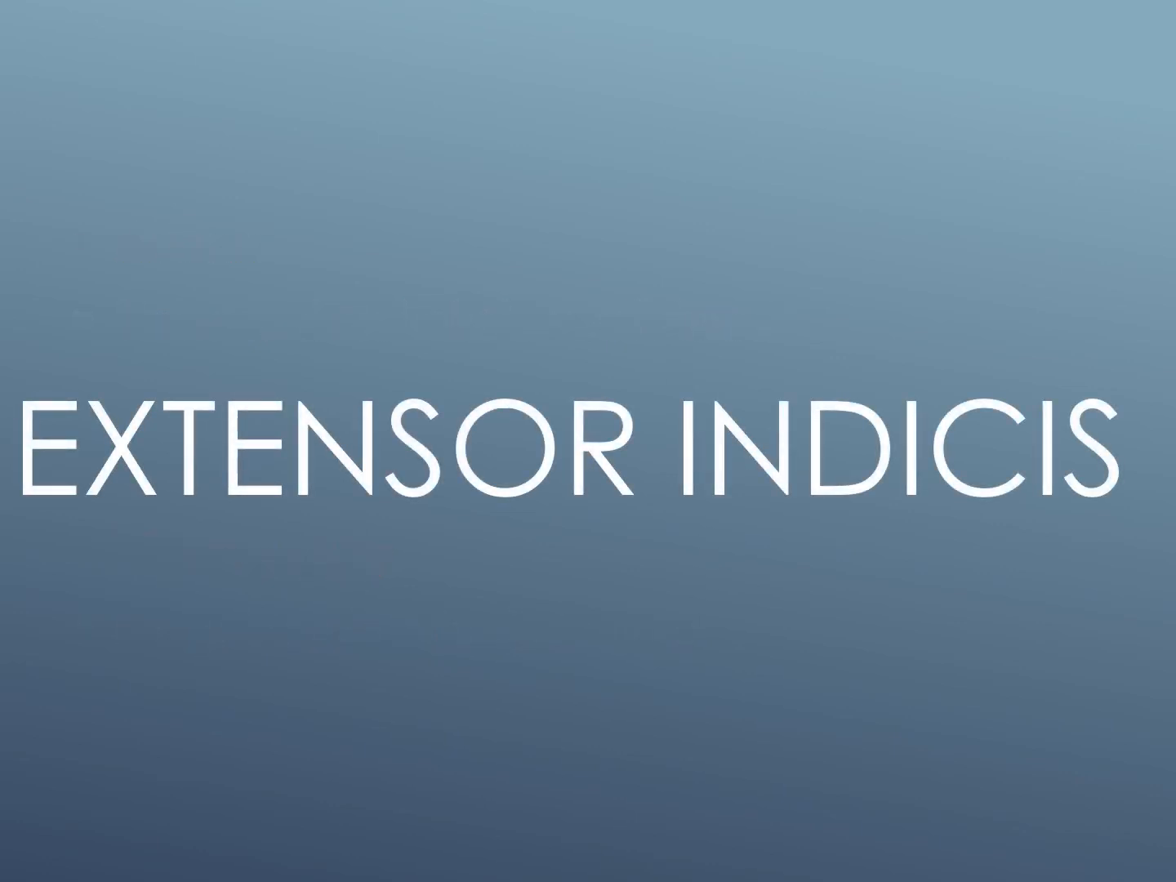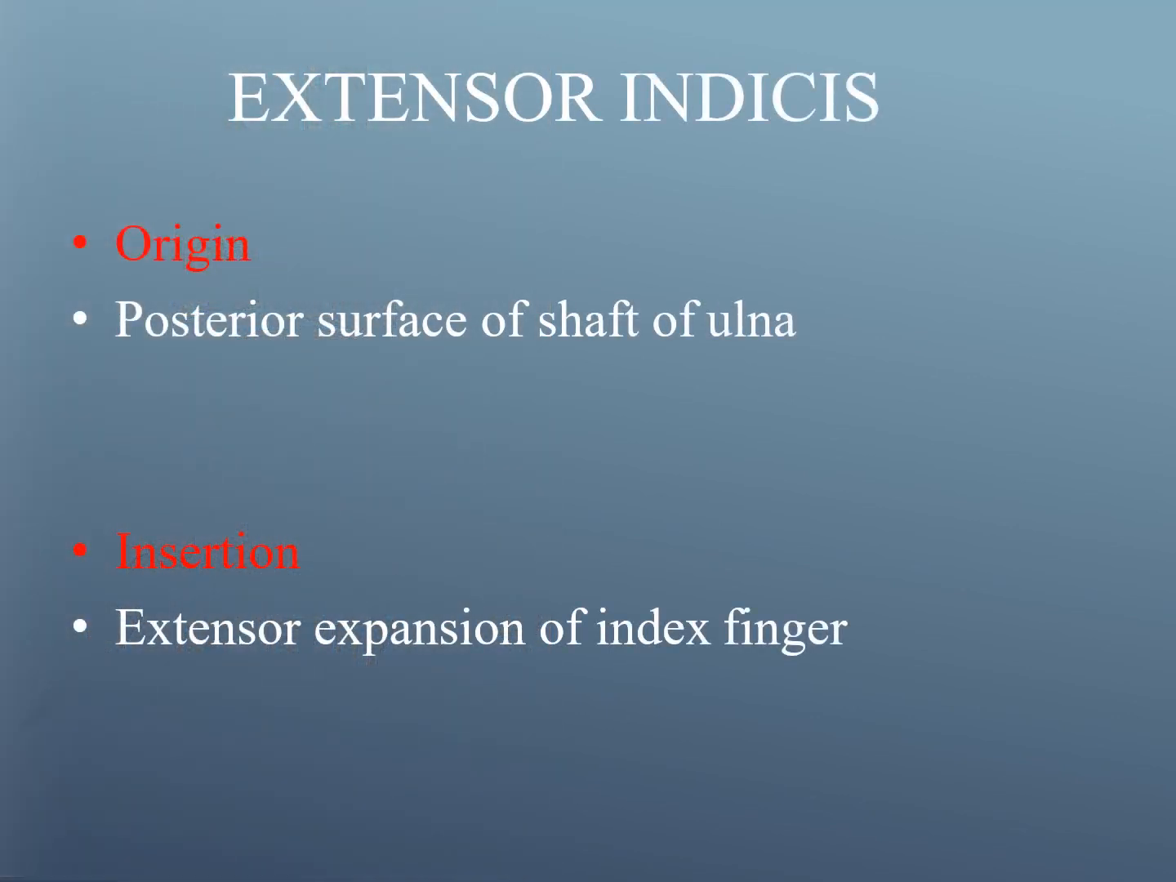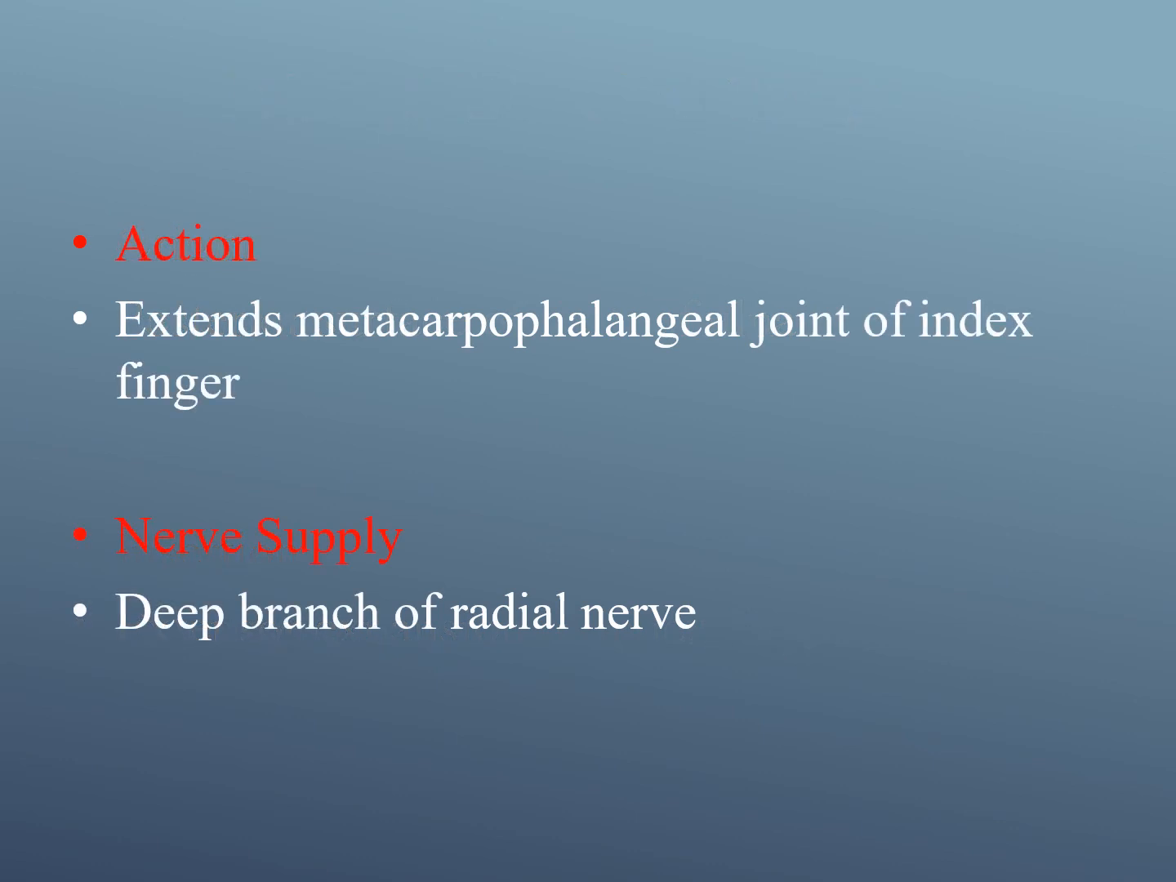Next muscle is extensor indicis, which means it extends the index finger. So this is the picture of extensor indicis. You can see this is the index finger. It originates from the posterior surface of the shaft of the ulna and it is inserted on the extensor expansion of the index finger. It extends the index finger at the metacarpophalangeal joint, and its nerve supply is deep branch of radial nerve.